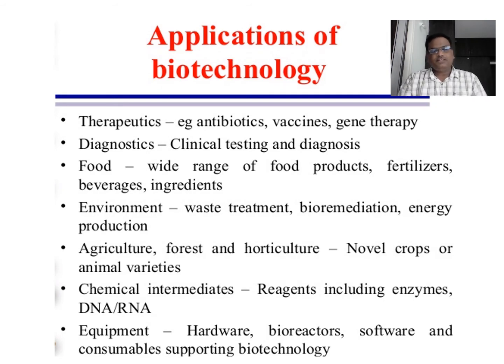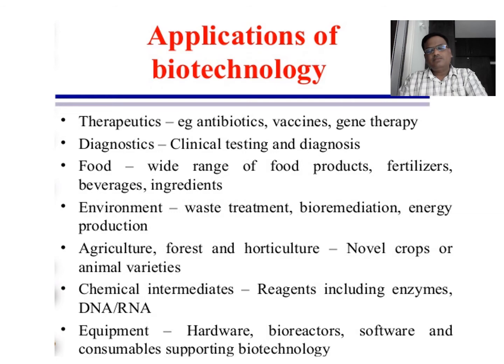As far as industry is concerned, biotechnology is also used in food industry to produce wide range of food products. Then as far as agriculture is concerned, so biotechnology is used in improving fertilizers, beverages, and different ingredients of food products. Now, regarding the environment, biotechnology is used in waste treatment techniques and bioremediation and energy production. So, producing energy from the biological waste, etc. So, there the biotechnology is being applied.